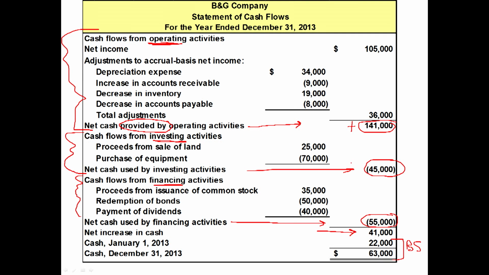Now these are negative numbers here, right? Negative 45,000 and negative 55,000. If that's a negative number, then we call that net cash used by. Net cash used by if it's a negative number in regards to whatever section you're in. Correct? Now here's the important deal. You need to be able to analyze a cash flow and know what section of the cash flow statement it belongs to.